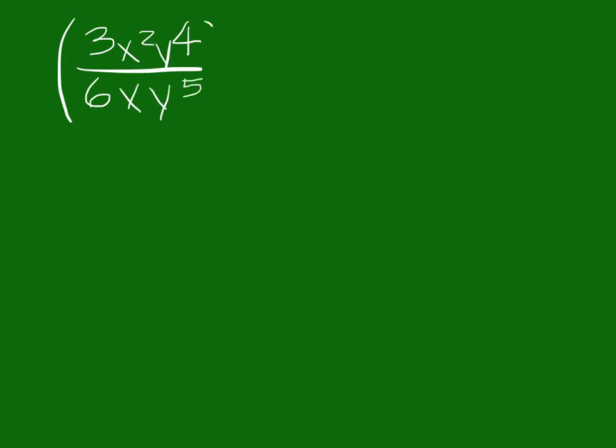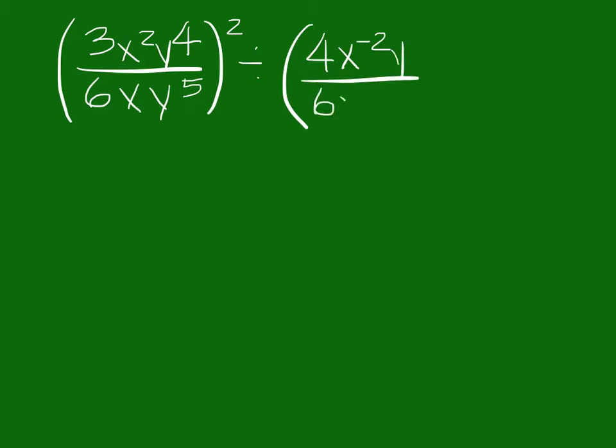This practice problem is 3x to the second, y to the fourth, over 6x, y to the fifth. All of that is to the second power, and you're going to divide by 4x to the negative 2y over 6xy to the negative 2. All of that is to the negative 1 power.